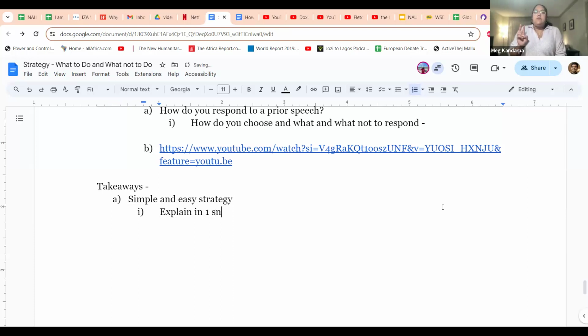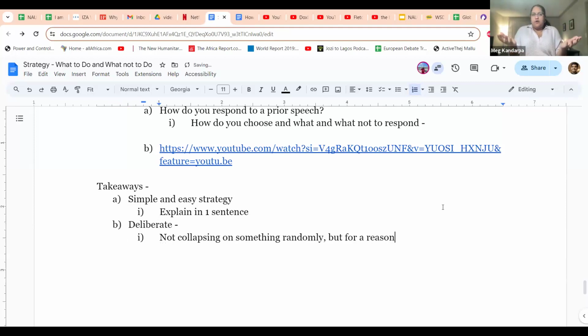Number two, whatever strategy you run is deliberate. That is, you aren't arriving at the end of your speech and collapsing on something by happenstance, but instead constructing that between you and your partners such that 14 minutes of material seems cohesive and also well thought out. The final thing is that you are charitable.